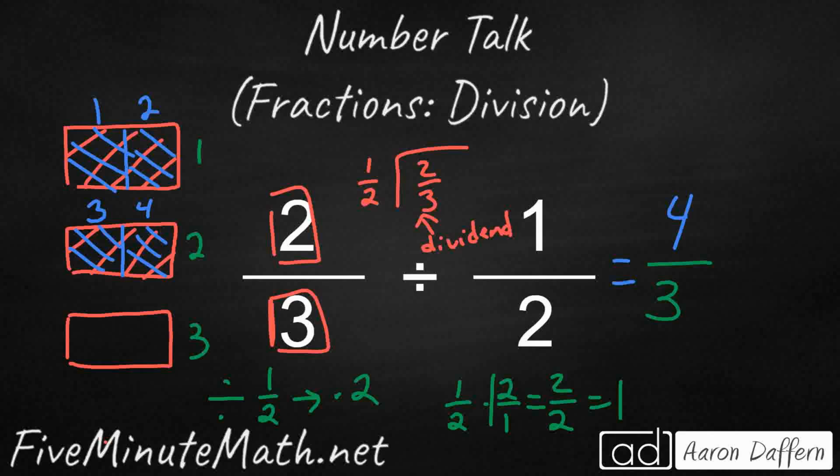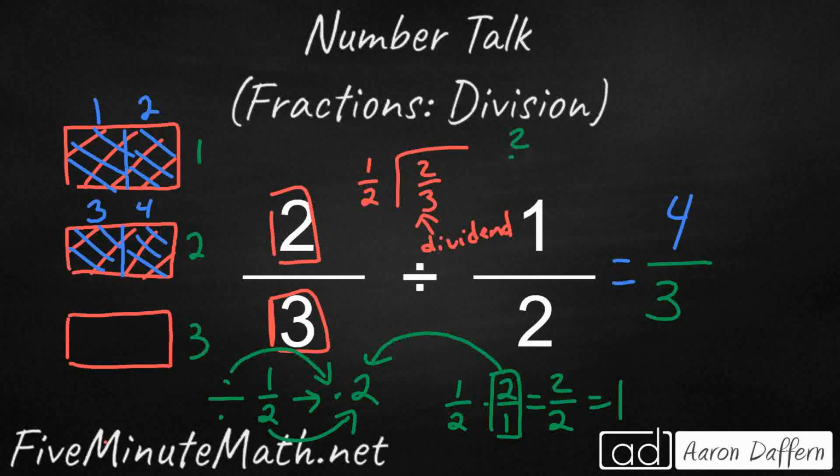Now, 2 over 1, we normally don't write a fraction like that. We can just drop the 1 and say it's 2. So look what I did. I changed the sign. I used the inverse operation, division and multiplication, okay? And then I used the reciprocal. I flipped that upside down.